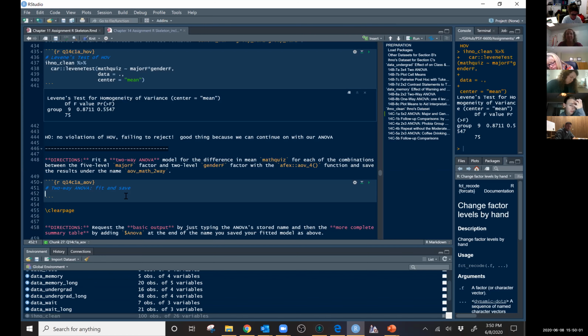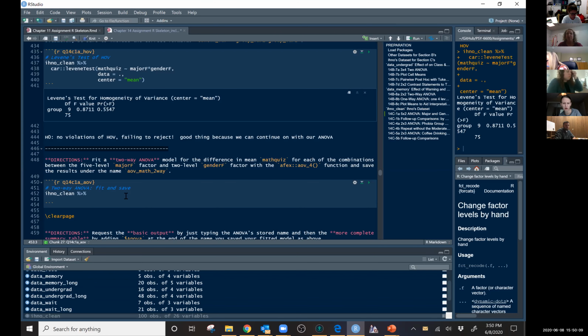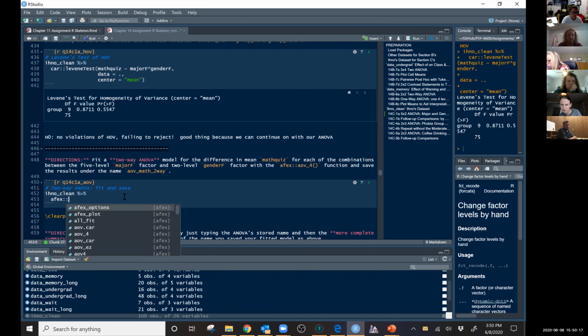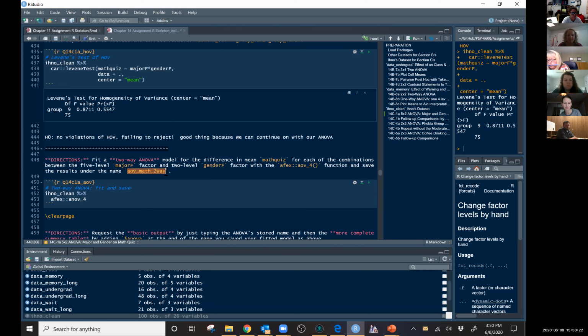How are we going to do that? Again, we're going to start with the name of our data set. Now we're going to pipe it into... Wait, don't we want to start with the variable first? Like the AOV math underscore two-way because we want to save it. Oh, we're going to save it as something. Yeah, let's save it as this name. Yeah. Just so we can reuse it.